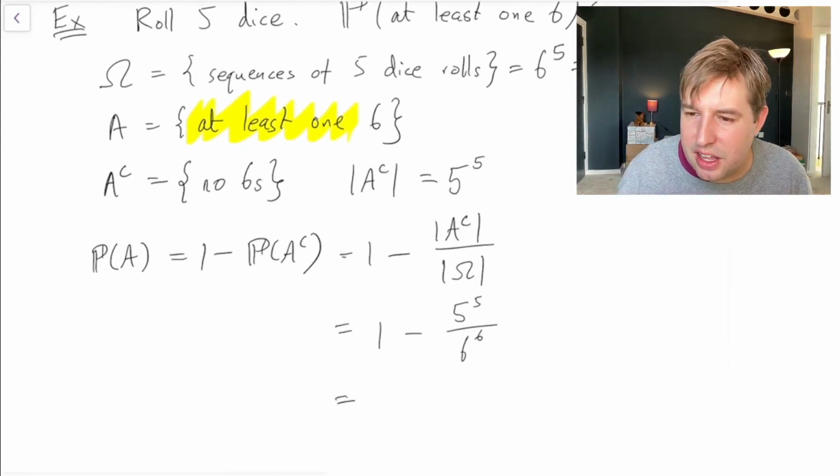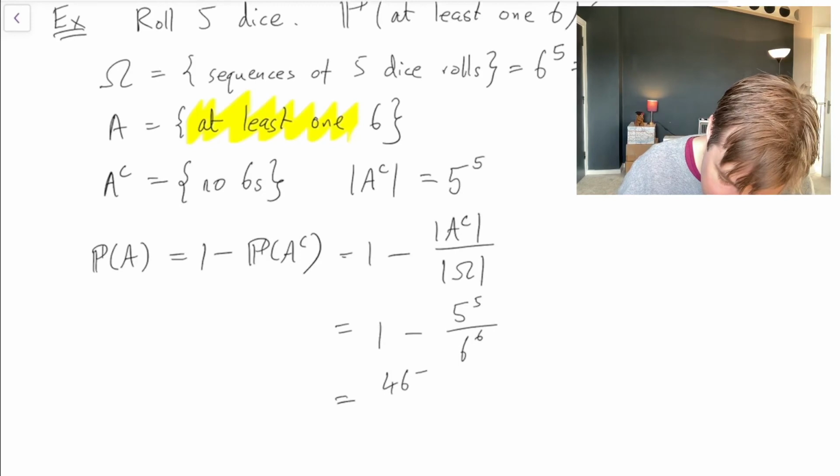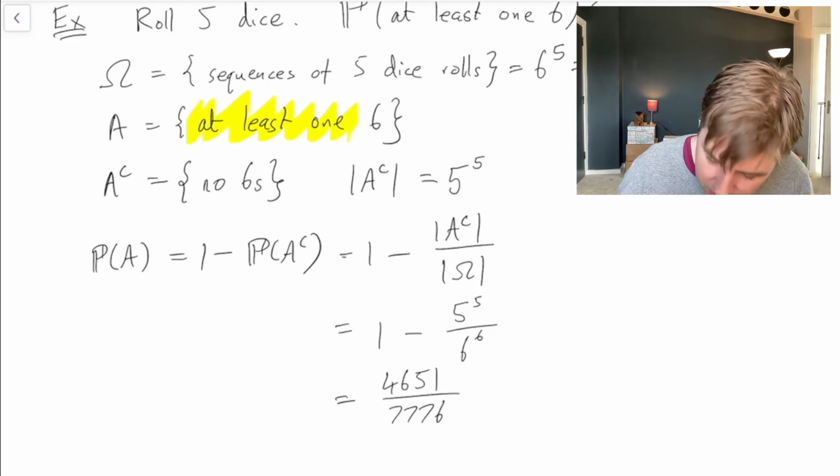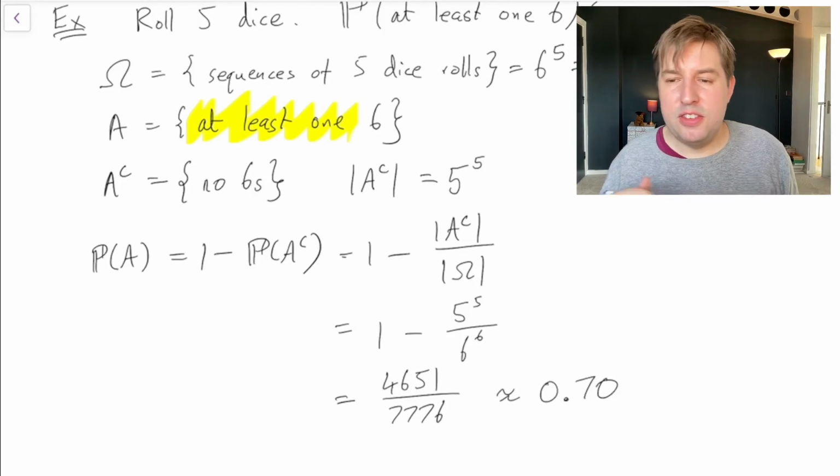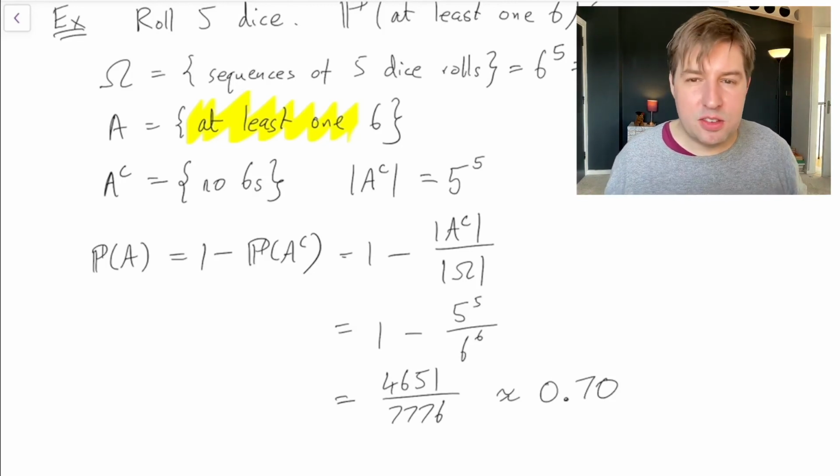I did calculate that earlier. That's 4651 over 7776, which it turns out is about 70%. So there's roughly a 70% chance you get at least one 6. But we calculated that by finding out that there was a roughly 30% chance of not getting any 6s. So when you have an at least 1 question, try and look at the complementary event. And then it can be easier to use your multiplication principle. When you have multiple choices, the total number of choices is the multiplication of all the individual choices.